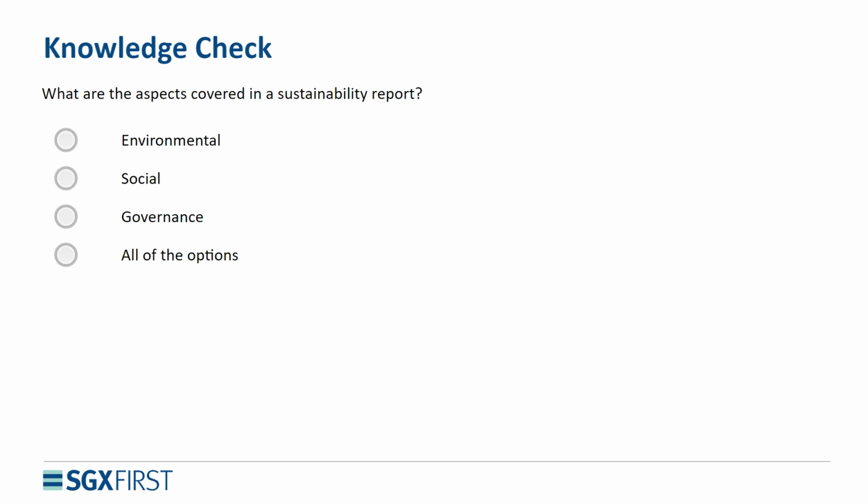A sustainability report covers 3 aspects: environmental, social, and governance. A sustainability report informs about the strategy, performance, and management of these 3 aspects.